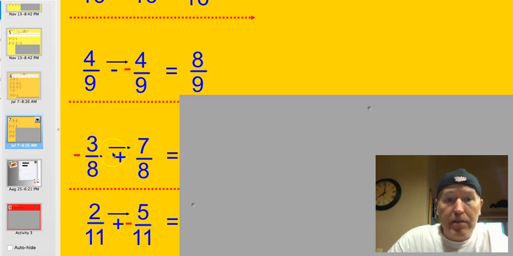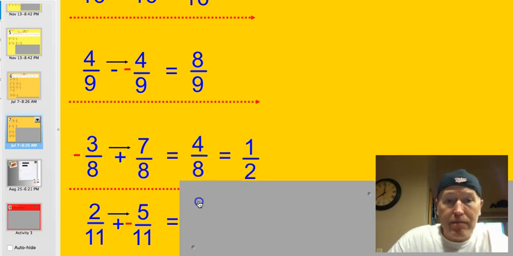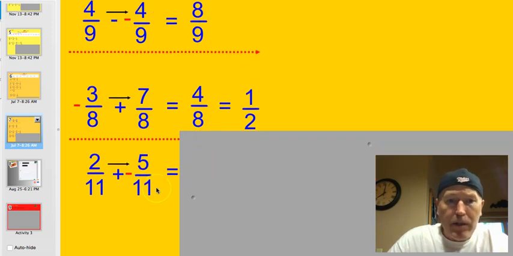All right, 2 more here. Negative 3/8 plus 7/8. 4/8 or 1/2. You're at negative 3. You're going to add 7. Well, 3 will get me back to 0, and I still go 4 more eighths to the right. I'm at 4/8. All right, how about this one? 2/11 plus a negative 5/11.